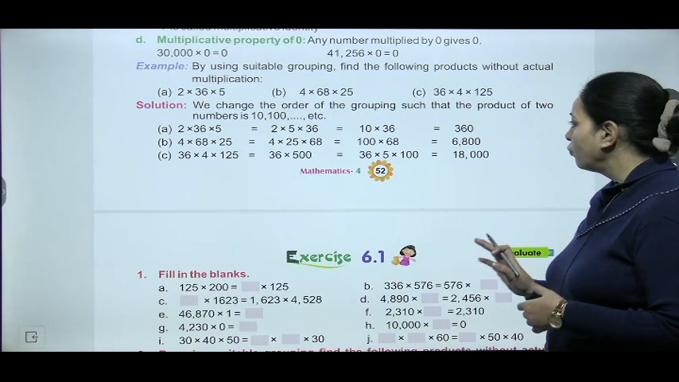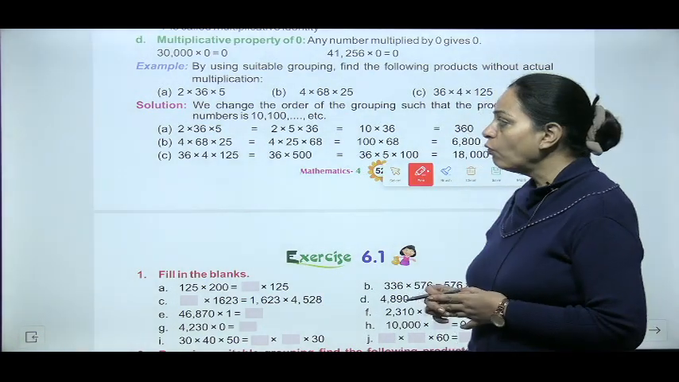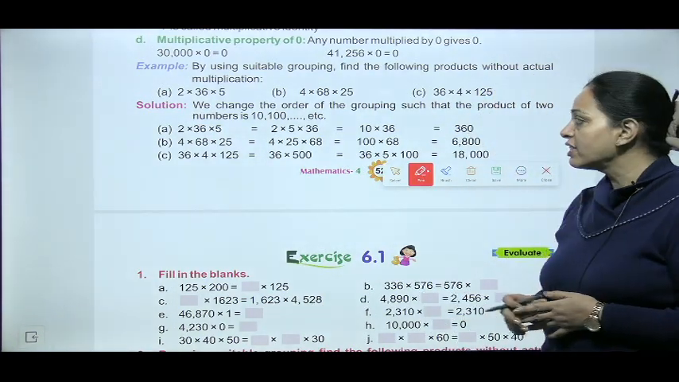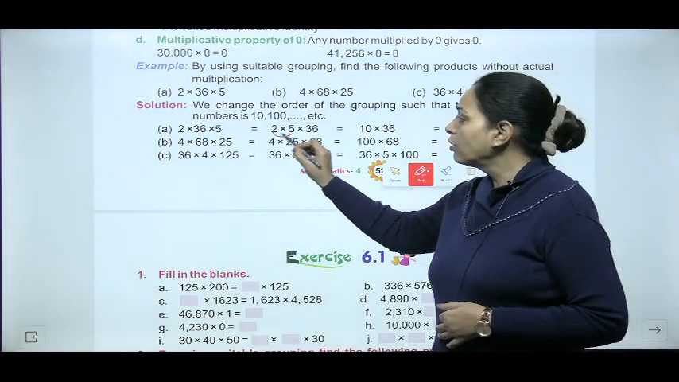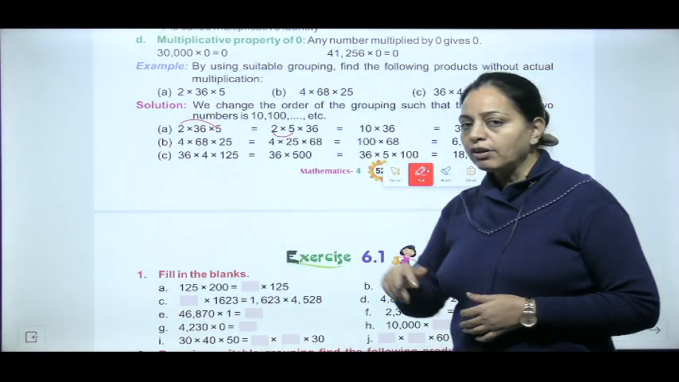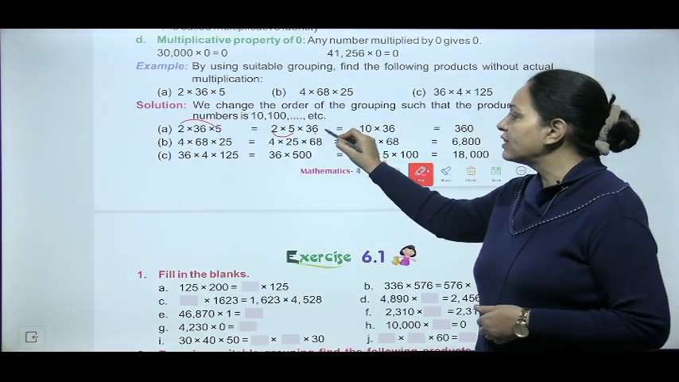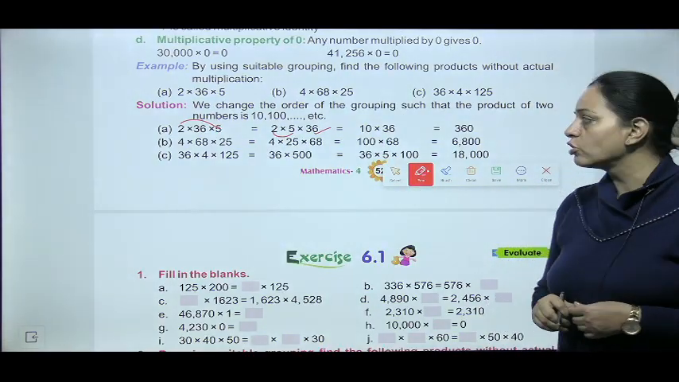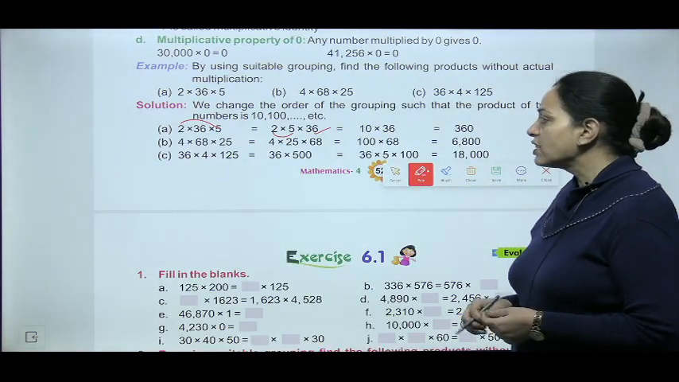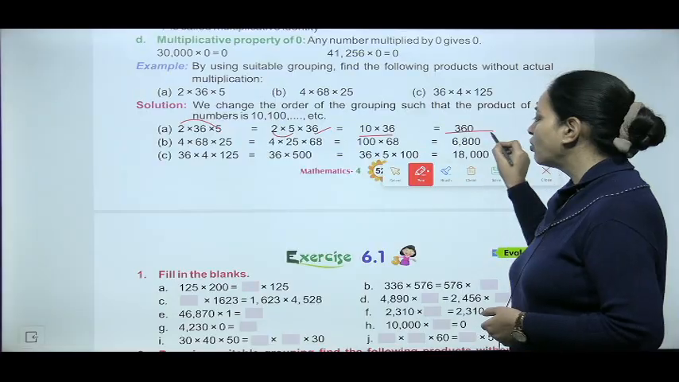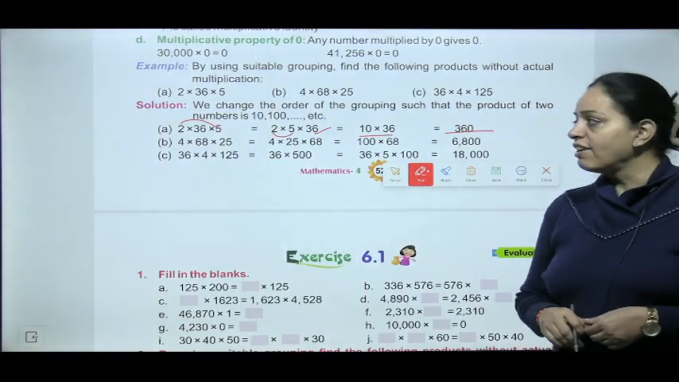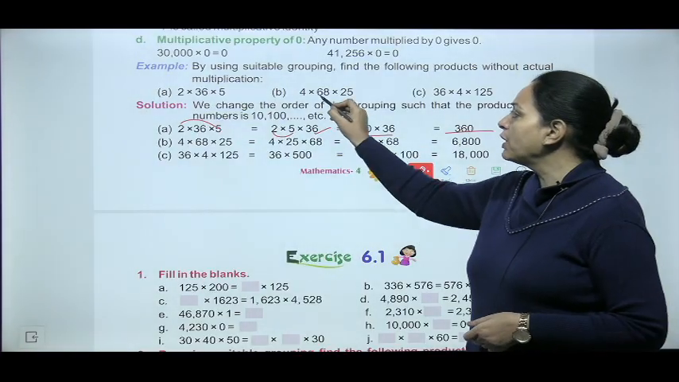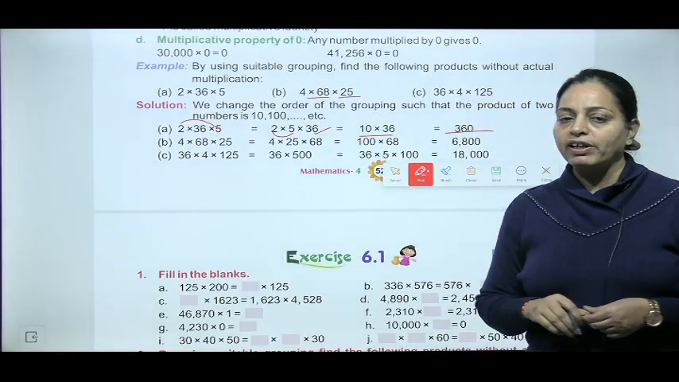So what to do? We can do a grouping, like 2 5s are, we know 2 5s are 10. So first we group the first and third number, 2 into 5, and write 36 at the end. There is no problem. So 2 5s are 10 into 36. Answer is 360. Now see B part, 4 multiply 68 multiply 25.